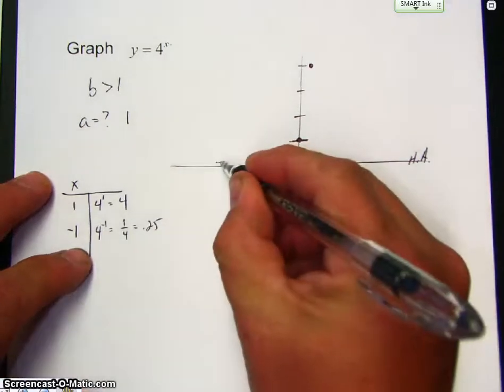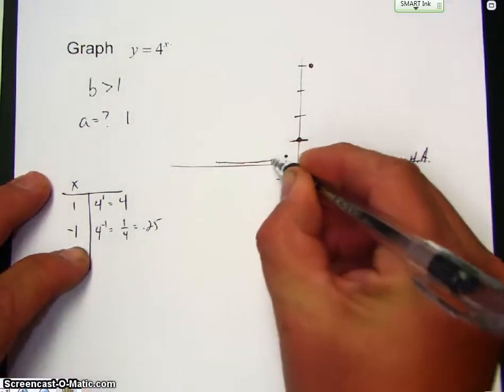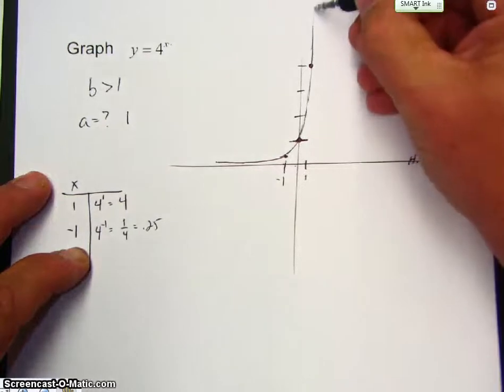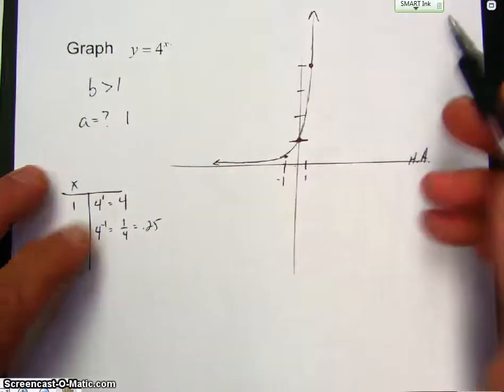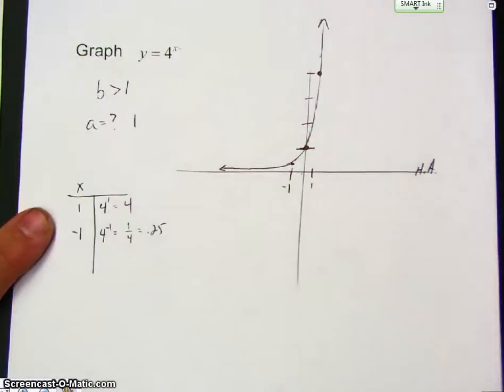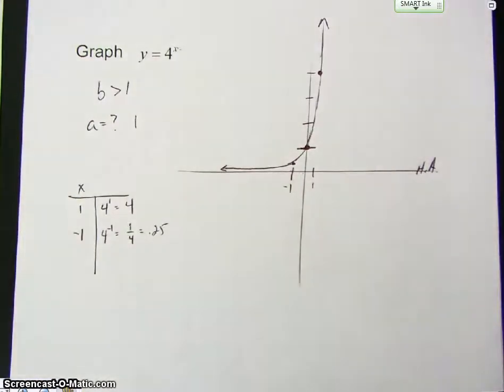So when I sketch it, start somewhere close, and making sure it's a curve. And put arrows on both ends because it goes on to infinity in both directions. That's how you graph. All right, so let's review.